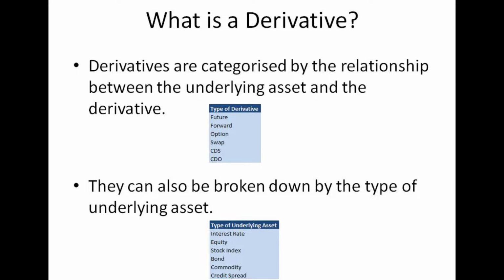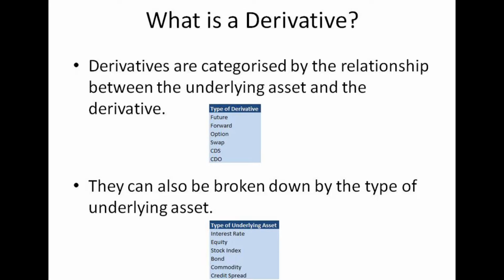The derivatives that we'll be looking at are categorized usually by the relationship between the derivative and the underlying asset. So we have a number of derivatives that we'll be looking at in this series of lectures. Futures, forwards, options, swaps, credit default swaps, which are credit derivatives, and CDOs, which are collateralized debt obligations. These are the types of derivative, and they have quite different payoffs to each other.